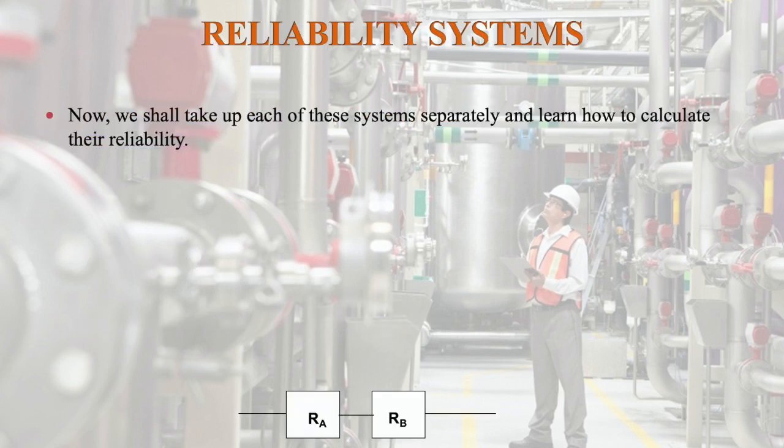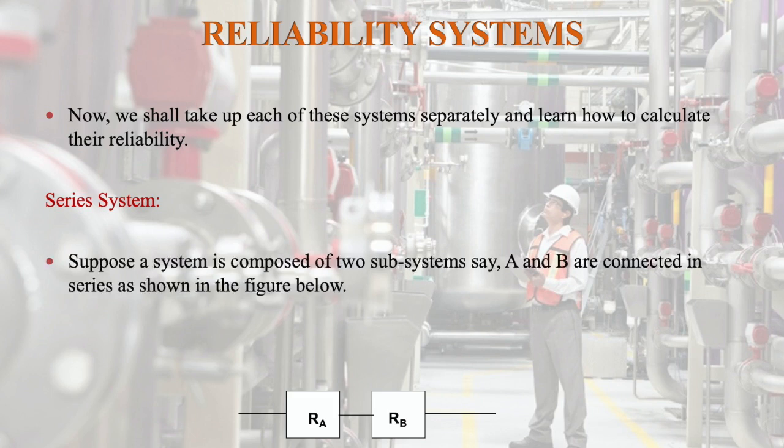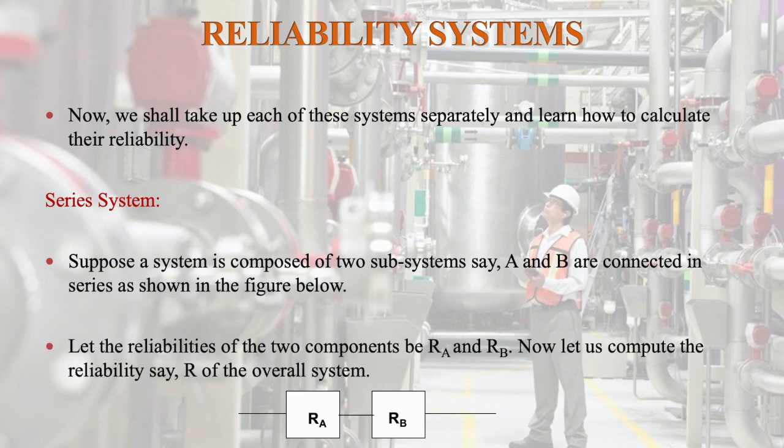Reliability systems. Now we shall take up each of these systems separately and learn how to calculate their reliabilities. First, series system. Suppose a system is composed of two subsystems, say A and B, connected in series as shown in the figure below. Let the reliabilities of the two components be RA and RB. Now let us compute the reliability, say R, of the overall system.